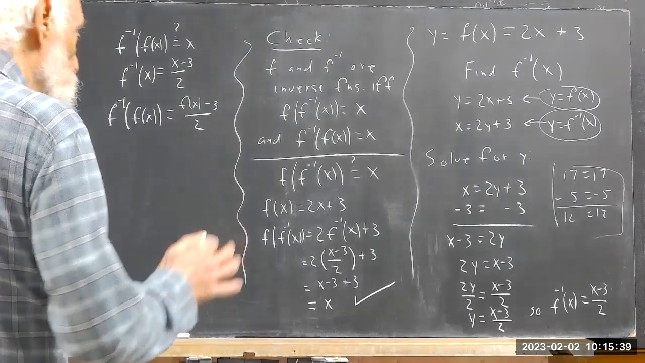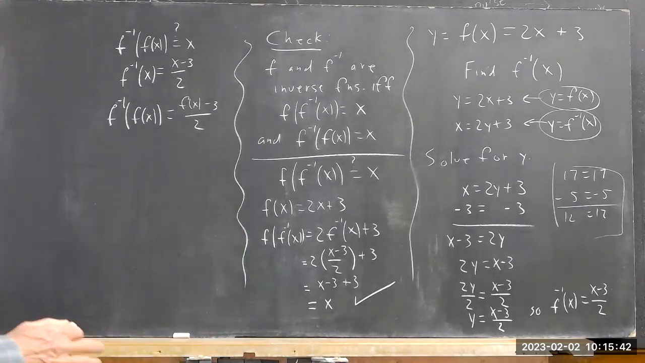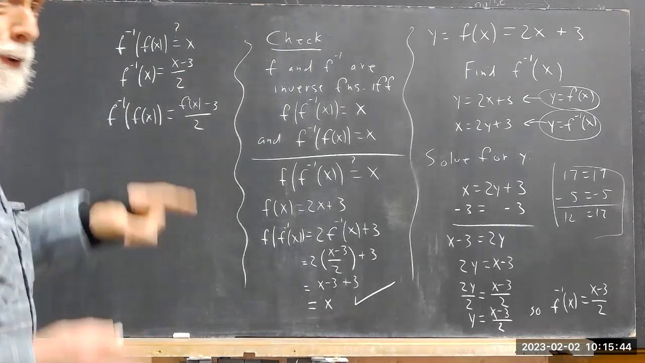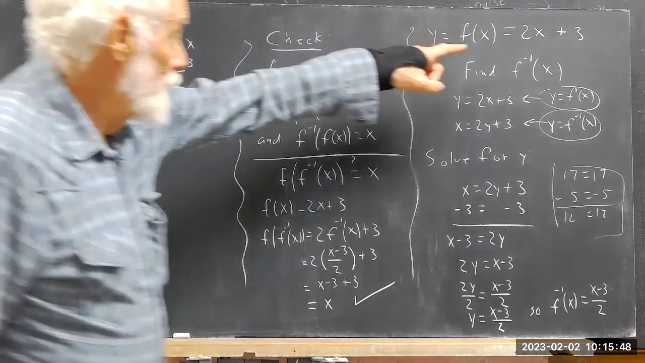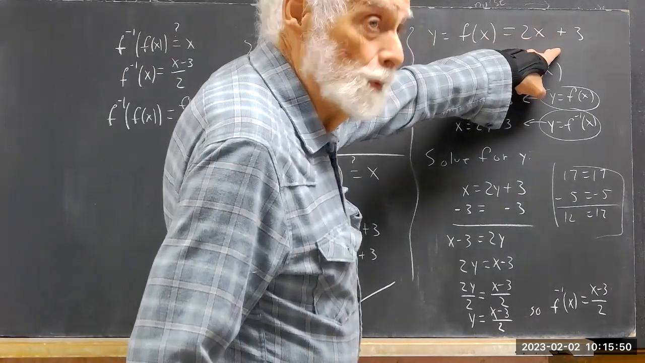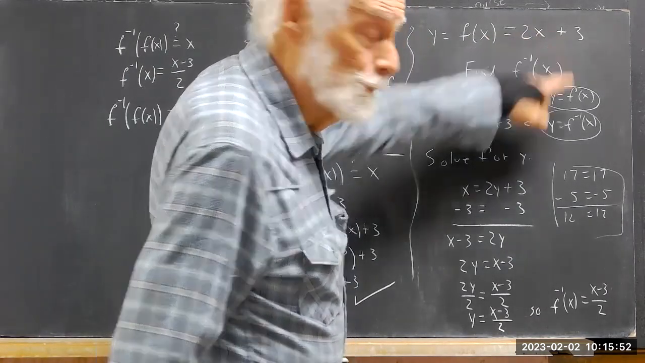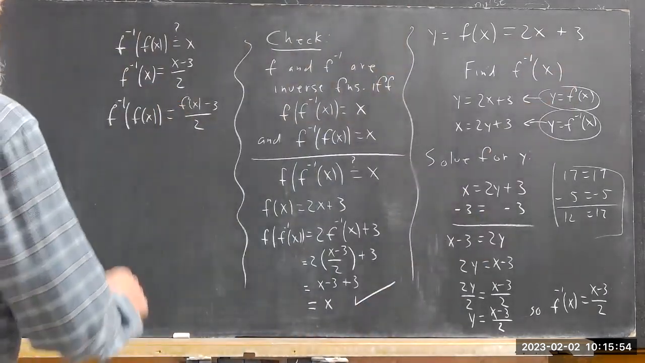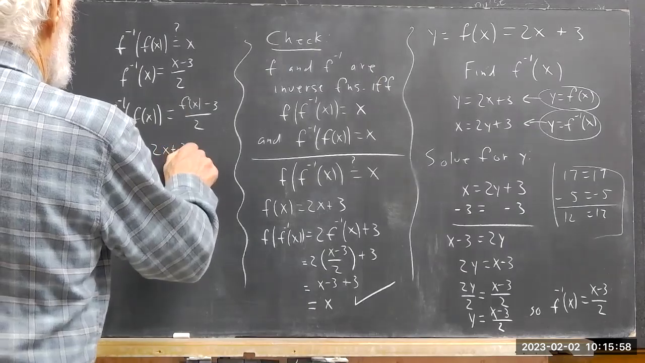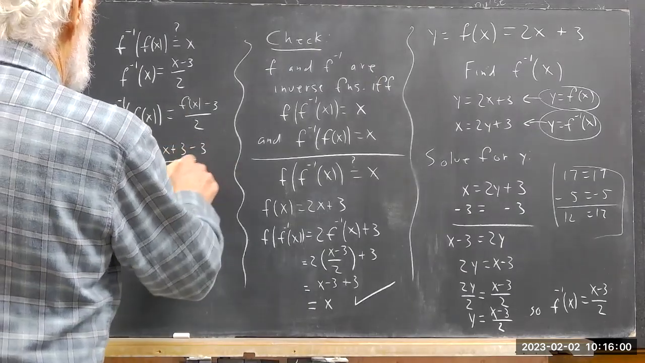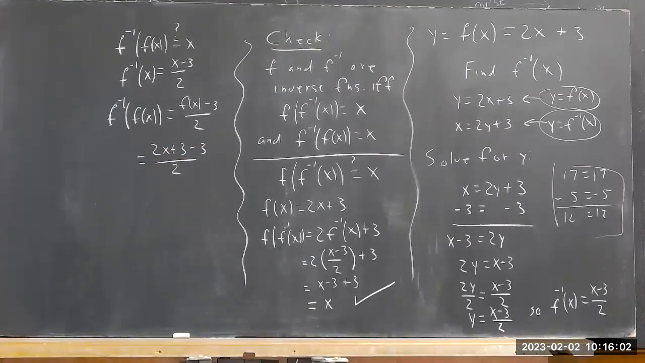Now, what do we do next? After we've done this step, which is really, really simple once you see it, we take our expression for f of x, which is 2x plus 3, and we put it in here. Okay. Now we're almost home free.